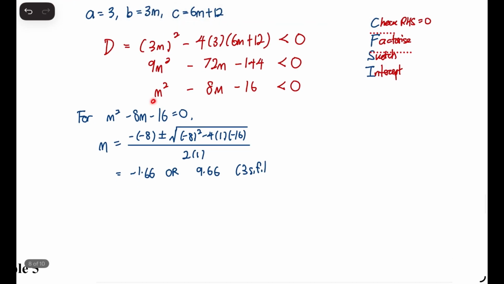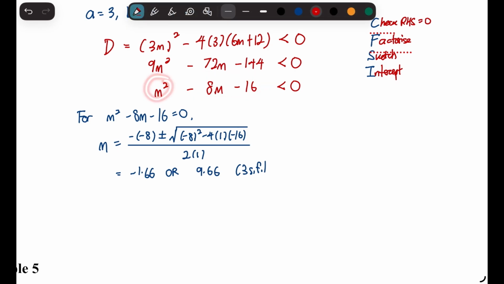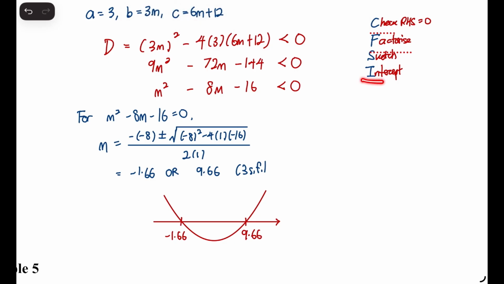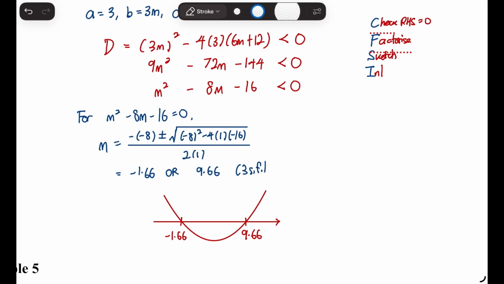Since this is a smiley face graph, based on my coefficient of m squared, I can draw a smiley face graph now. I know that the two intercepts are negative 1.66 and 9.66. So therefore, to answer the question, the last part after sketching is to interpret. Why did I write intercept? I just realized this one should be interpret, sorry.